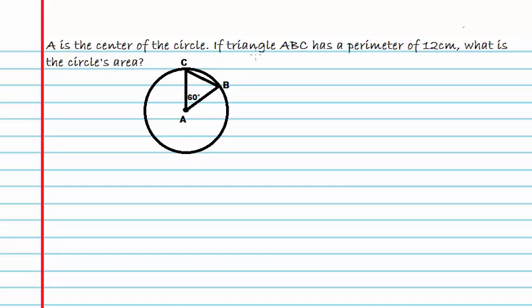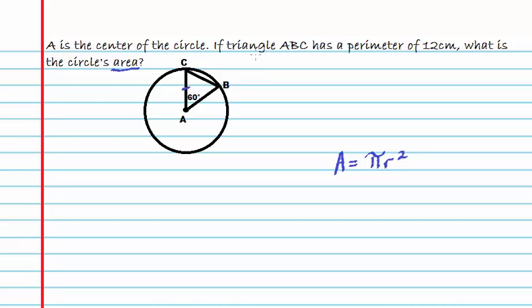Well, I know that I'm eventually trying to find the circle's area. So I'm going to go ahead and write down my area formula for a circle. That's area equals pi r squared. So the only variable in this equation is the radius. We need to figure out this circle's radius. Well, in my diagram, AC is an example of the radius, and AB is also an example of the radius.